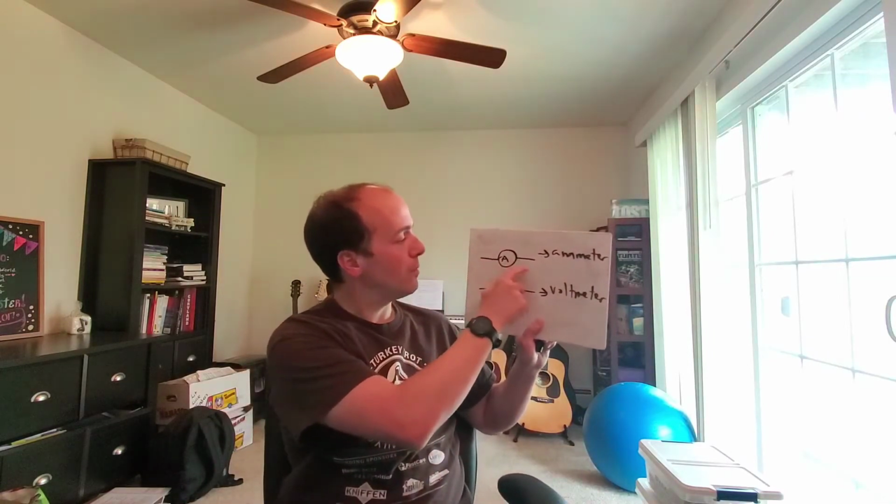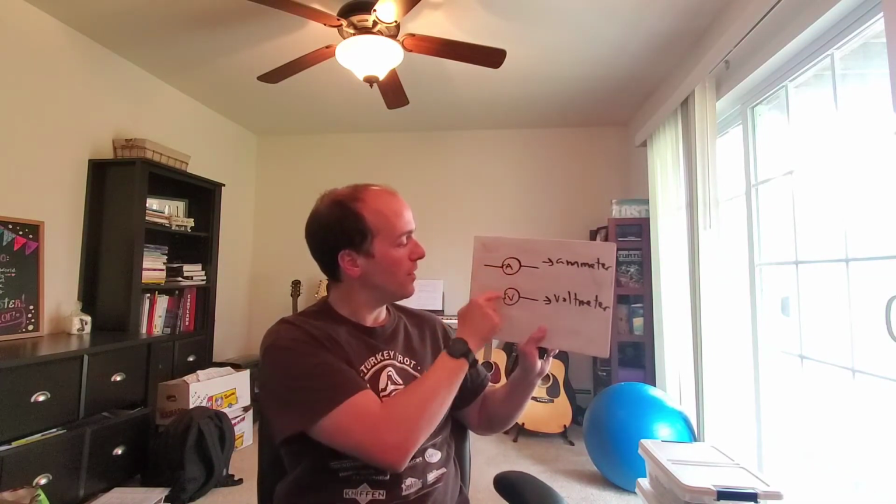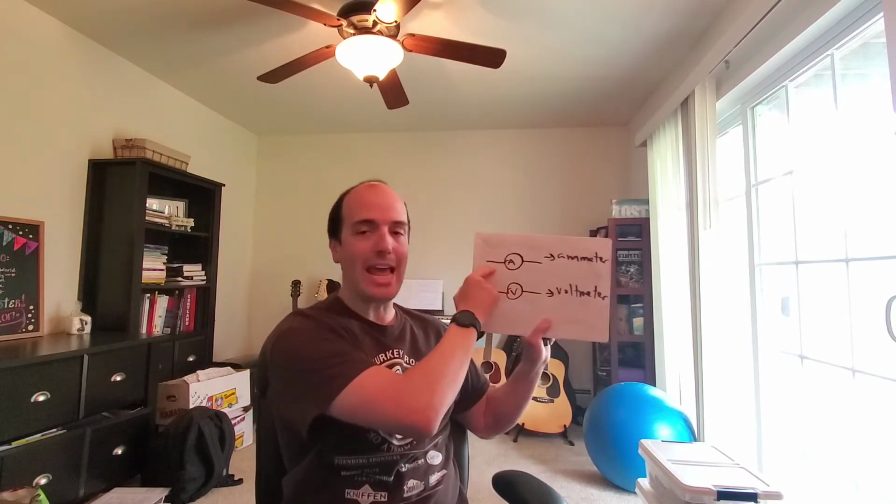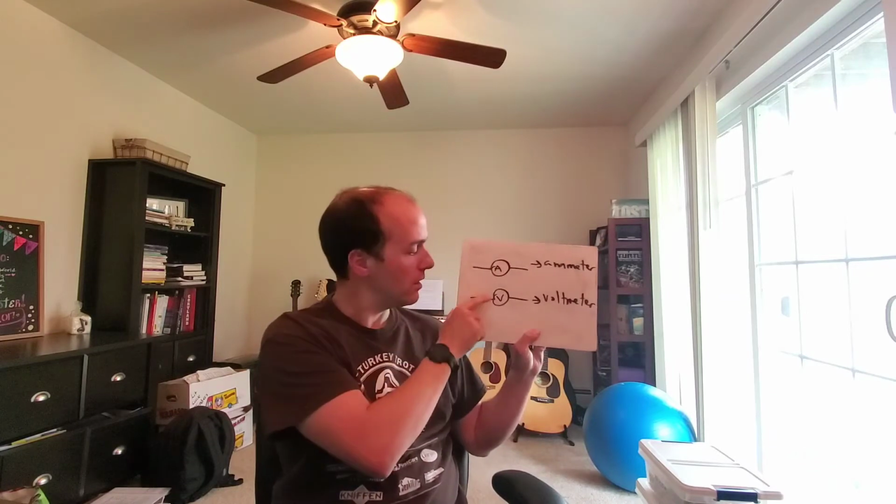Now, you might need a device that helps you measure either the current or the voltage. And those have their own symbols that look like this. Okay? So this line just represents the wire, right? And then the circle with the letter in it, A for ammeter, V for voltmeter. An ammeter is a device that measures current. A voltmeter is a device that measures voltage or electric potential difference.